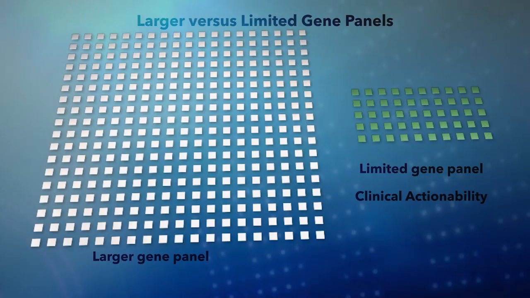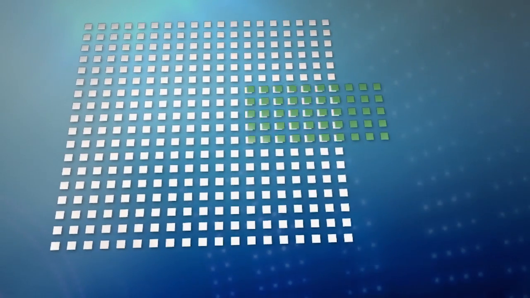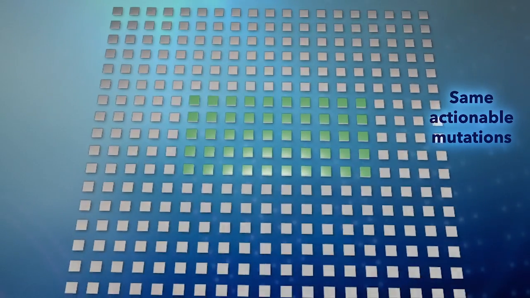We can test this strategy ourselves by simply observing how often the extensive panels lead to change in treatment compared to the limited panels. In the majority of cases, the same actionable mutations are identified in both panels. In one study, comparing a 50-gene panel versus a 343-gene panel, researchers were able to demonstrate that in 99% of the cases, the same mutations were picked up by the smaller panel, leading to appropriate therapy.